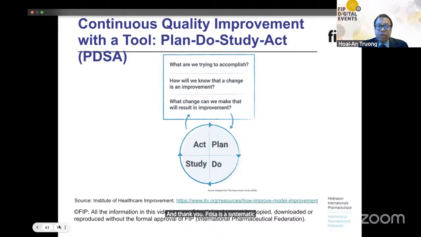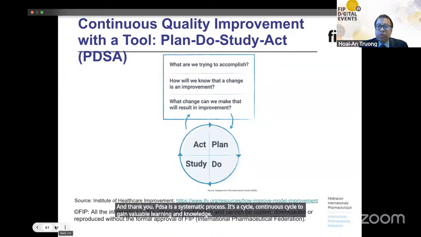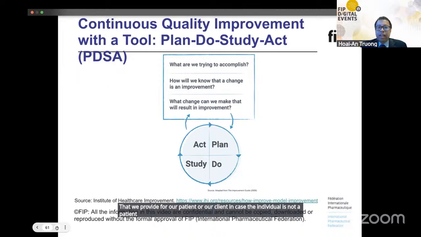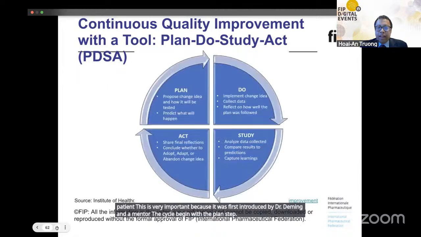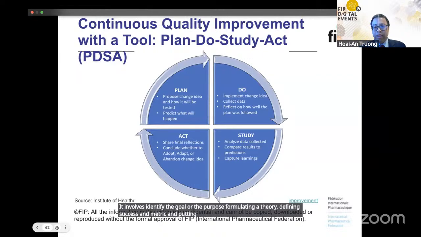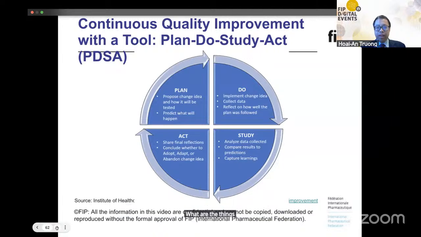It's a continuous cycle to gain valuable learning and knowledge for the continual improvement of a product, a process, or a service that we provide for our patient or our client, in case the individual is not a patient. This is very important because it was first introduced by Dr. Deming and a mentor. The cycle begins with the plan step. It involves identifying the goal or the purpose, formulating a theory, defining success and metrics, and putting the plan into action. What are the things that we need to do? What are the things we have to plan for?